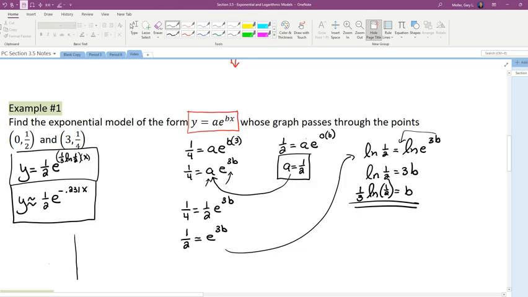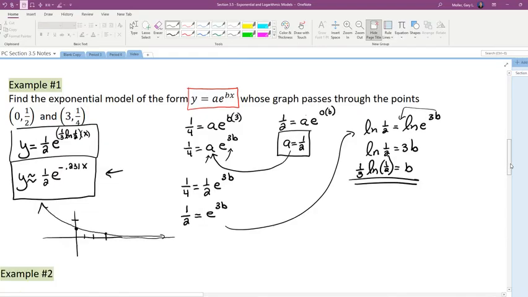And we can take a look at this real quick. Let's see if we can sketch out this graph by the points. So let's call that 1. So we have 0, a half. And then I'm at 3, and I'm at a fourth. So this is going to be a very slow decay. Anyway, that would be our model right here. All right. Let's move on.